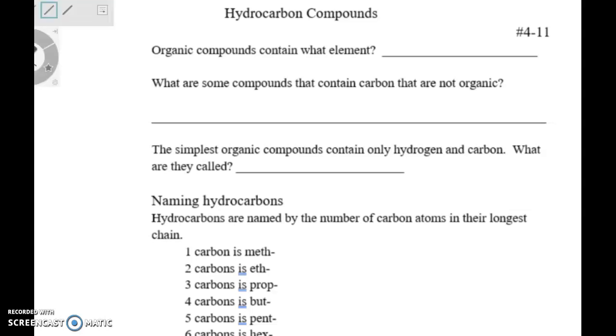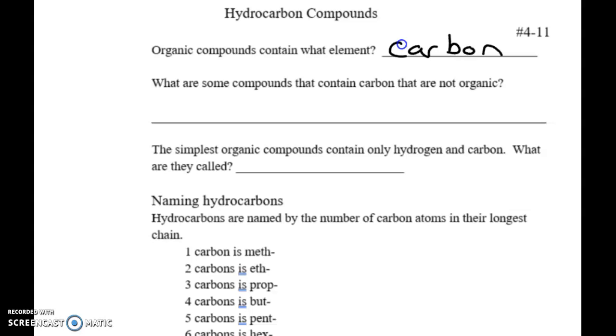Okay, so we're going to look at hydrocarbon compounds. These are pretty simple molecules. You'll see just based on the name what elements they contain. These are molecules, covalently bonded things, just a specific category of them. So first and foremost, organic compounds. These are all examples of organic compounds, and these are all compounds that contain carbon.